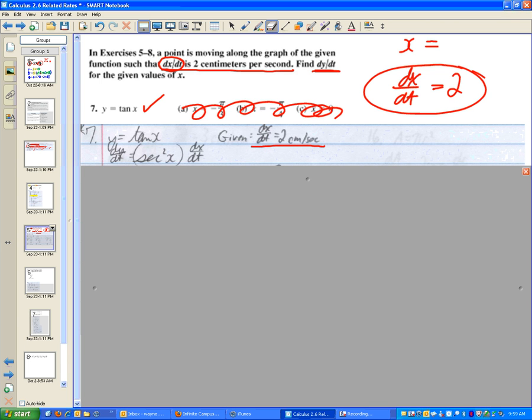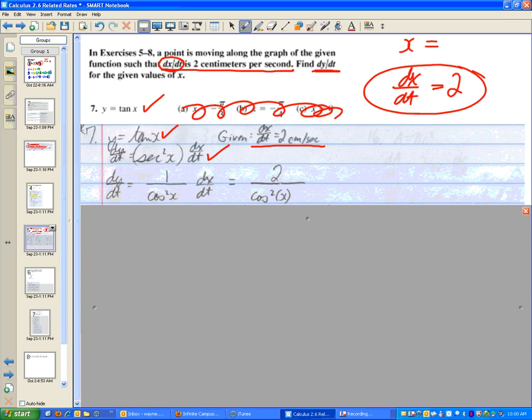We now have, so we started with an equation, we now have a related rate equation. It's an equation with rates in it. The rates, dx/dt and dy/dt, are related by this equation. All right, I don't like working with secant squared, so what am I going to turn it into? Not secant x times secant x. Yeah, I'm going to go with 1 over cosine squared.